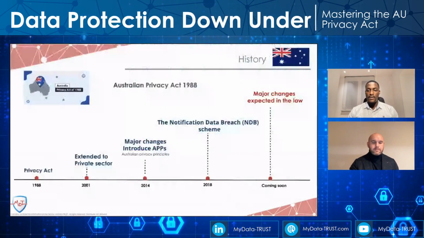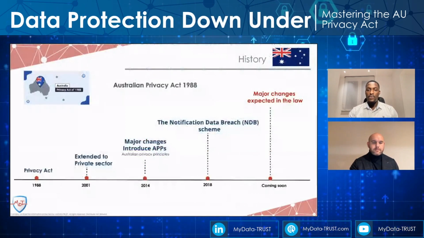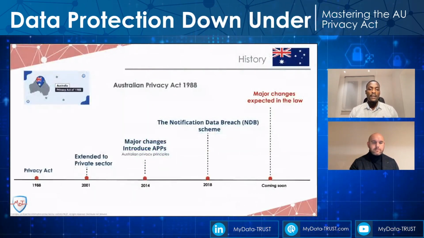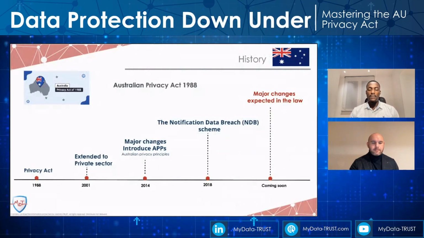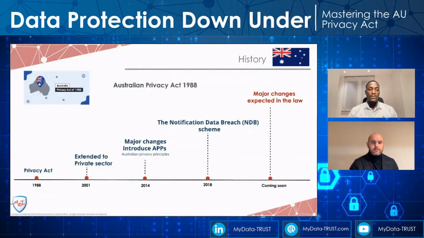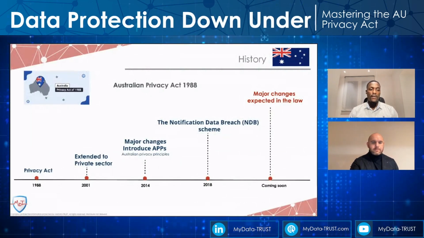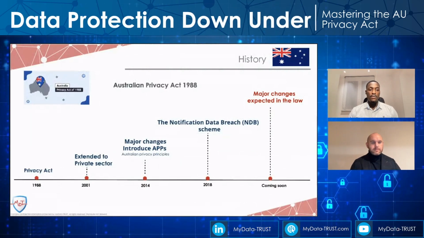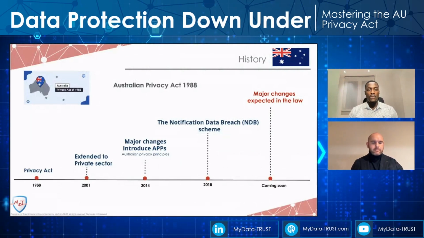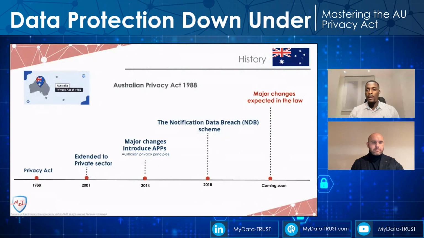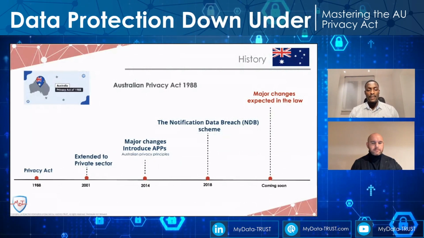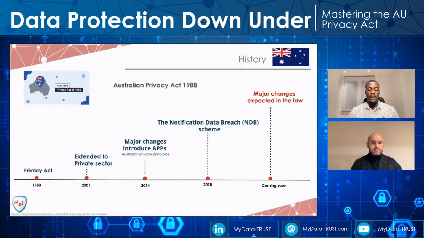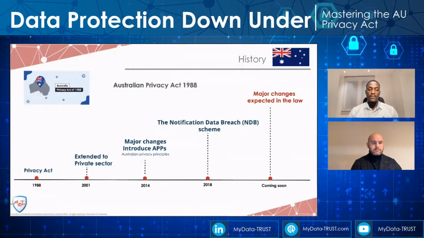So basically, the Australian Privacy Act 1988 is the principal piece of legislation protecting personal data in Australia. It's designed to promote the protection of individual privacy in Australia by imposing obligations on organizations processing personal information. Let's take a look at the history of the law. The Privacy Act was passed in 1988 and entered into force in 1989.